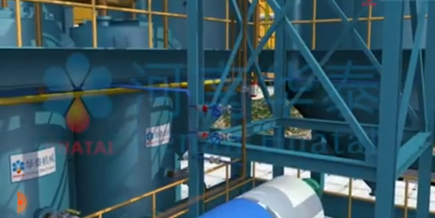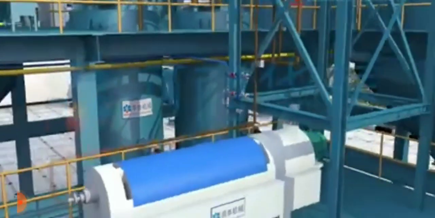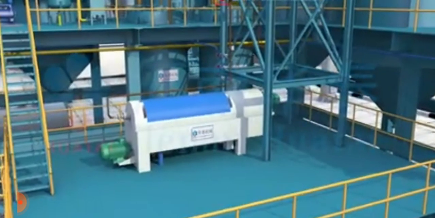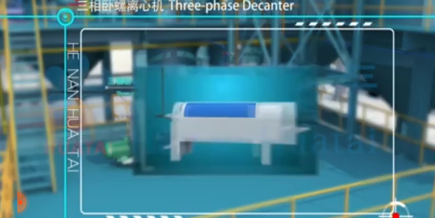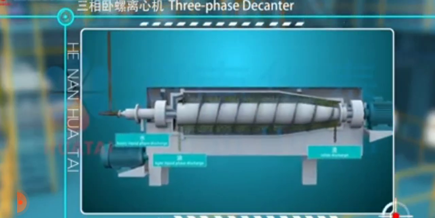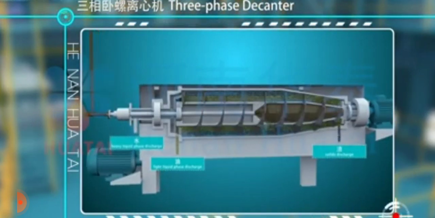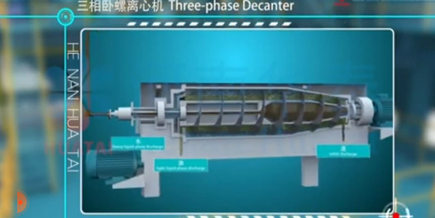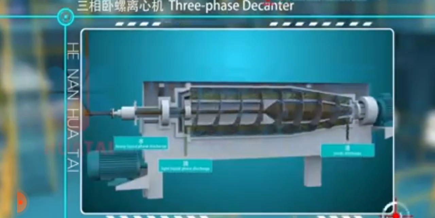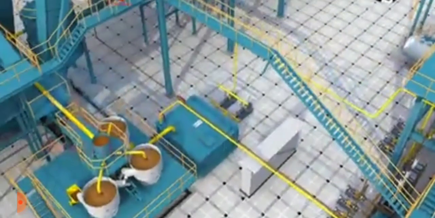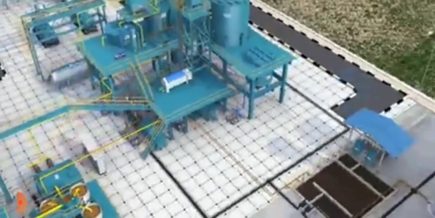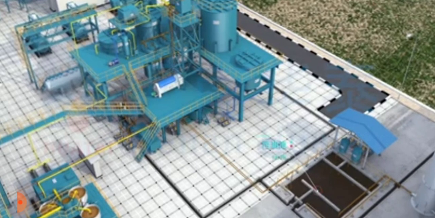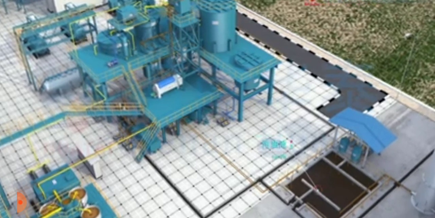After dirty oil and water are mixed, it enters the three-phase decanter, which separates dirty oil into oil, water, and residue. Oil is recycled and conveyed into the crude oil tank. Oil residue and water are collected into the fat pit for settling separation.